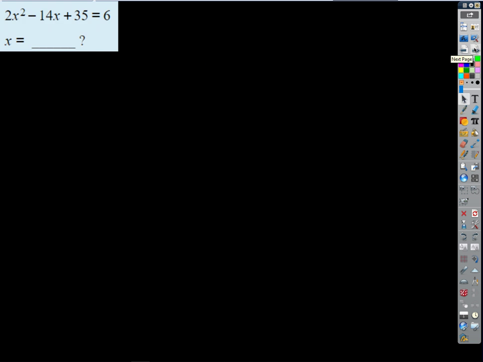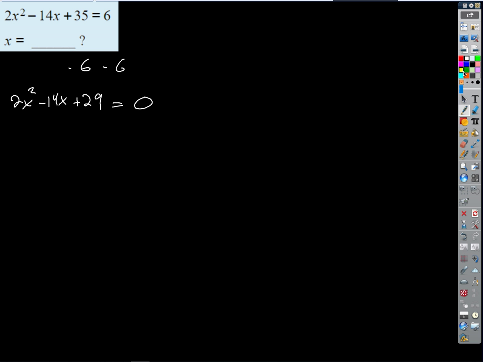How about this? You can already kind of see what's going to happen here, can't you? If I subtract 6 to get it equal to 0, I get a 2x squared minus 14x plus 29. Can I divide by 2? Can't, because that's odd, right? So what do? Quadratic formula. There you go.